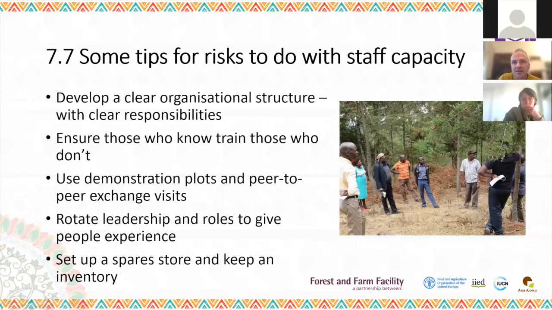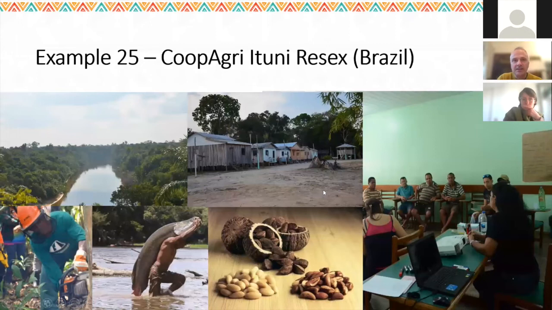Let me just see here. So this is a cooperative in Brazil, and it's very remote, and it's trying to sell Brazil nuts and timber and a fish called arapima, which is the biggest freshwater fish. You can see the man carrying one out of the water there.